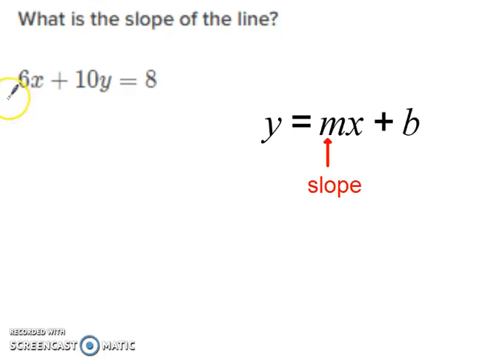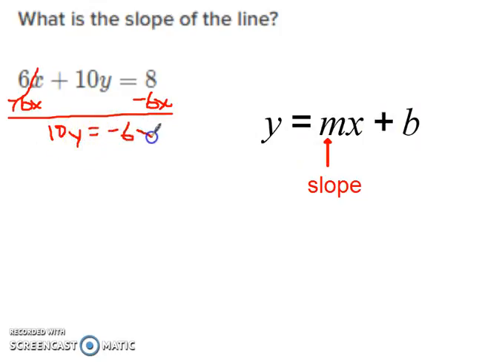My 6x is positive. To get rid of it, I am going to subtract 6x from both sides. Those two terms cancel out. I'm left with a positive 10y on the left side. And I do want to list my x term first to make sure that it stays here in my slope-intercept form.